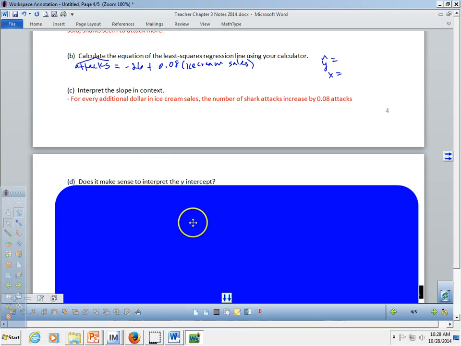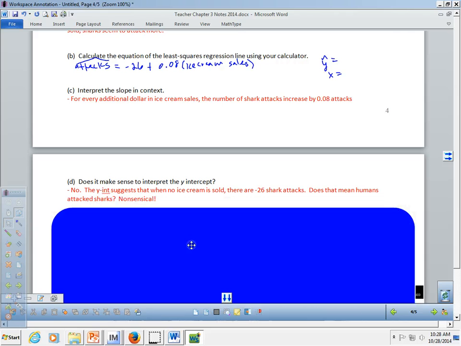Okay, what'd you come up with? It doesn't make any sense to interpret the y-intercept because the y-intercept is negative 26. That means that if there's no ice cream sold, then there are negative 26 shark attacks. How do you have negative shark attacks? Right? Does that mean that we're attacking the sharks now? Right? That doesn't make any sense. So the y-intercept is there. It's a placeholder. It just doesn't make a lot of sense. Okay?